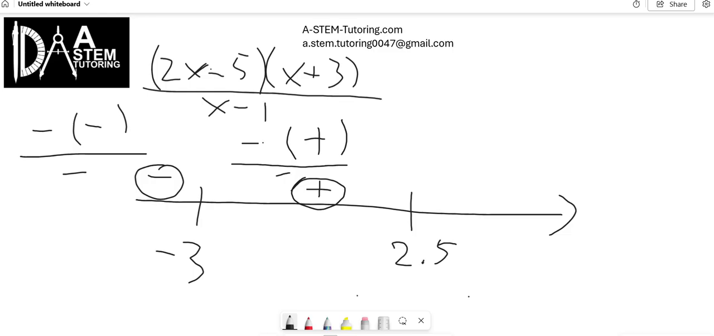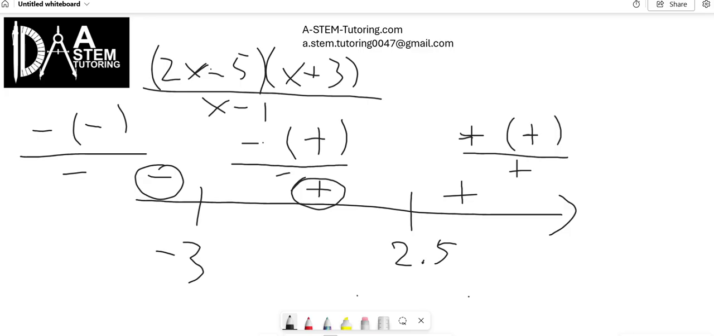Over here, when x is greater than 2.5, then 2x minus 5 is positive. X plus 3 is positive. And x minus 1 is positive. Positive times a positive divided by positive will still be positive. So we should get this.